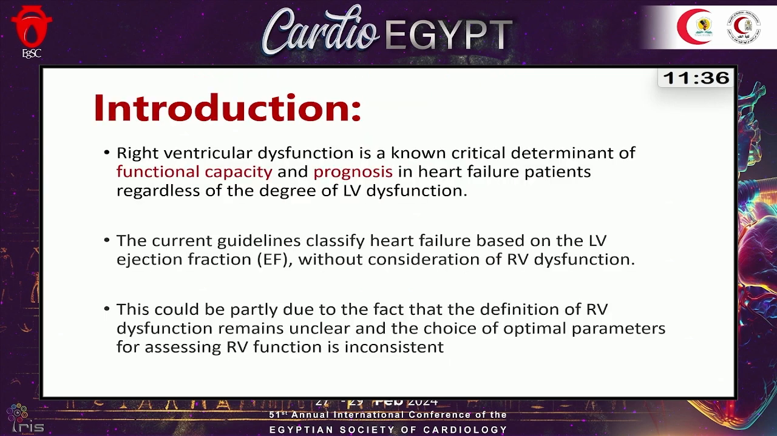Right ventricular dysfunction is a known critical determinant of functional capacity and prognosis in heart failure patients, regardless of the degree of LV dysfunction. The current guidelines classify heart failure based on the LV ejection fraction without consideration of RV dysfunction. This could be partially due to the fact that the definition of RV dysfunction remains unclear and the choice of optimal parameters for assessing RV function is usually inconsistent.